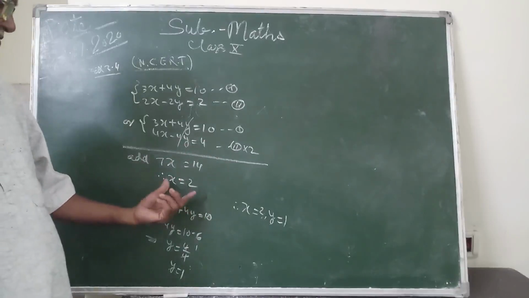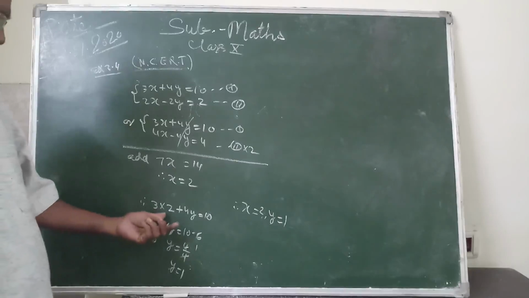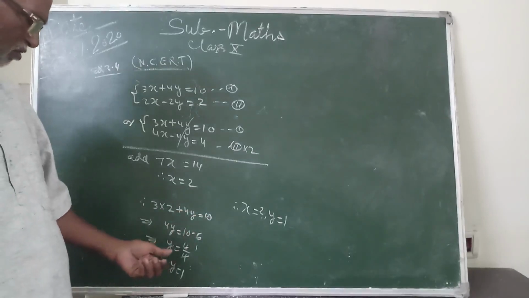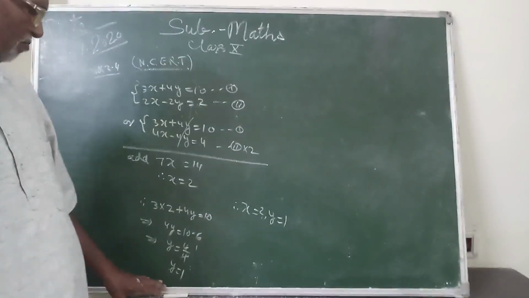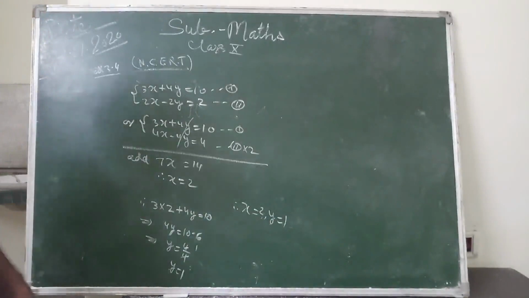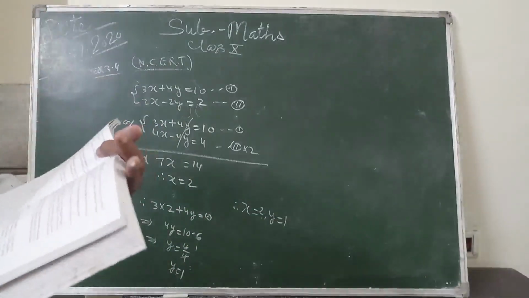On substituting the value of x equal to 2 in any equation, say the first, 3 into 2 plus 4y is equal to 10, or 4y is equal to 10 minus 6, that is 4, therefore y is equal to 1. Therefore x is equal to 2 and y is equal to 1 is the value required by the equations. This is the elimination method.